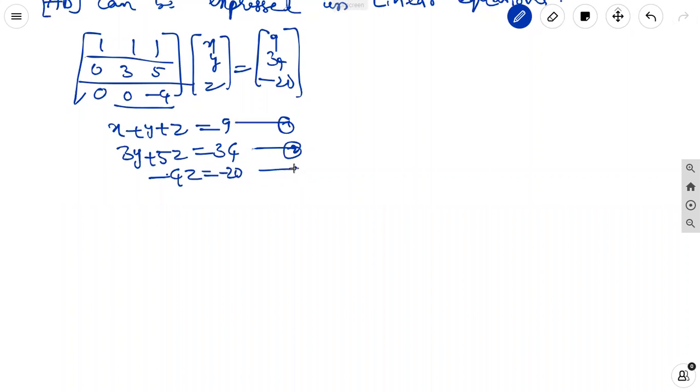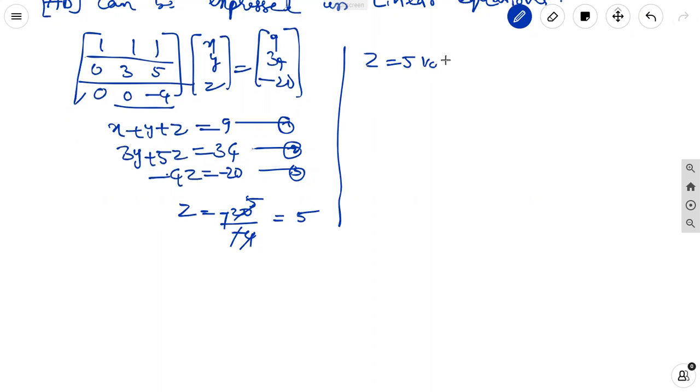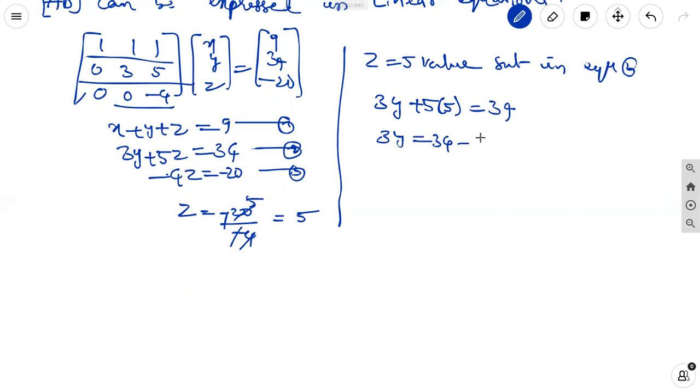Equations 1, 2, 3. From the third, z is equal to minus 20 by minus 4; the minuses cancel, giving 5. Substituting z equal to 5 in equation 2: 3y plus 5 into 5 equal to 34, so 3y equal to 34 minus 25, which is 9. Y is equal to 9 by 3, which is 3. Y equal to 3.